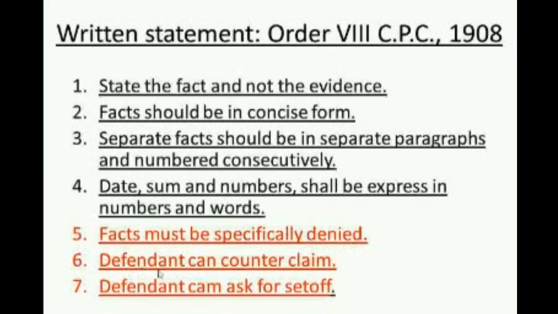Sixth, talking about the defendant's counterclaim. In a written statement, the defendant can also claim his right if violated by the plaintiff. That is known as counterclaim. The defendant may also ask for set off. In his written statement, the defendant can also ask for set off.